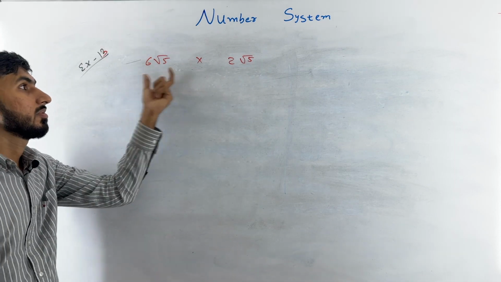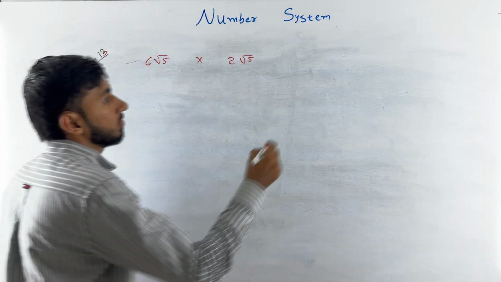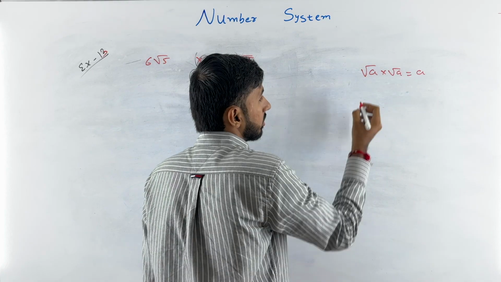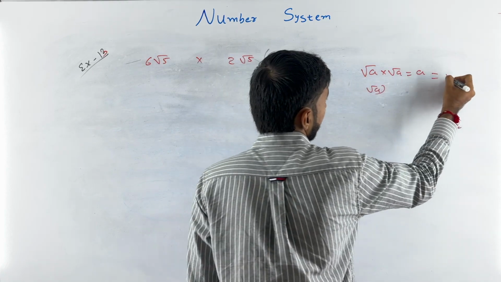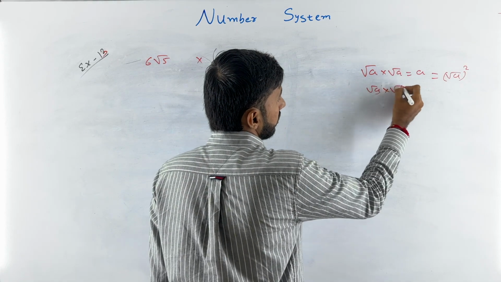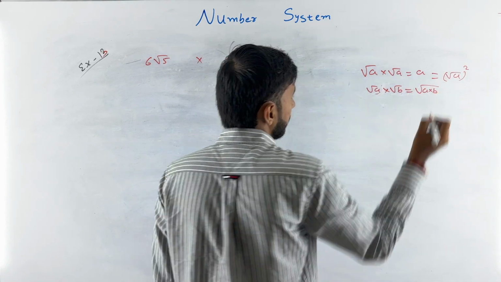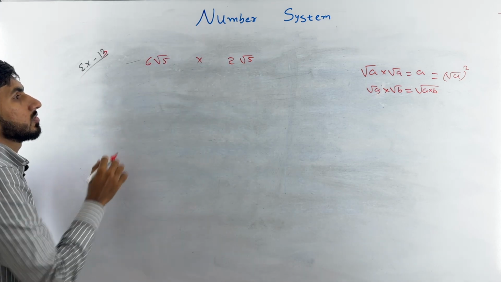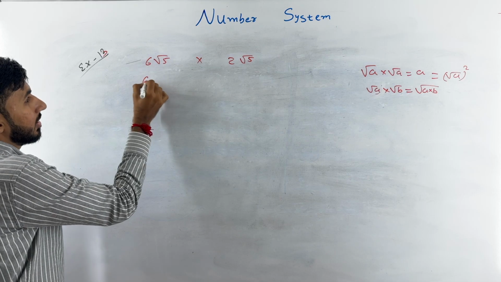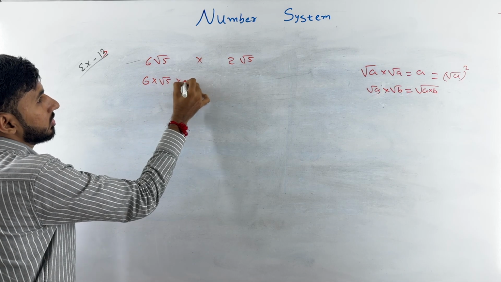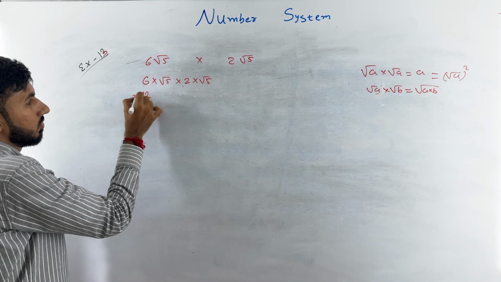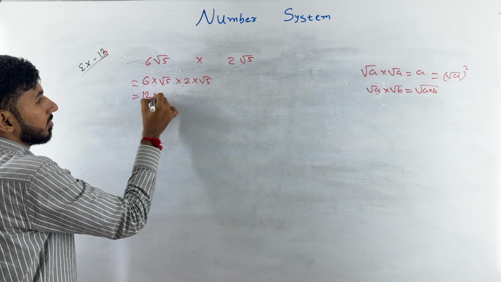What will be the answer if I multiply these two numbers? We already know that root a multiply root a is equal to a, or we can write it in the form of square of square root of a. Now root a multiply root b is equal to square root of a multiply b. Now in this question, what if I have to multiply these two numbers? These are also in multiplication, so I can write it as 6 square root of 5 multiply 2 square root of 5. Now 6 times 2 is 12, and square root of 5 multiply square root of 5.